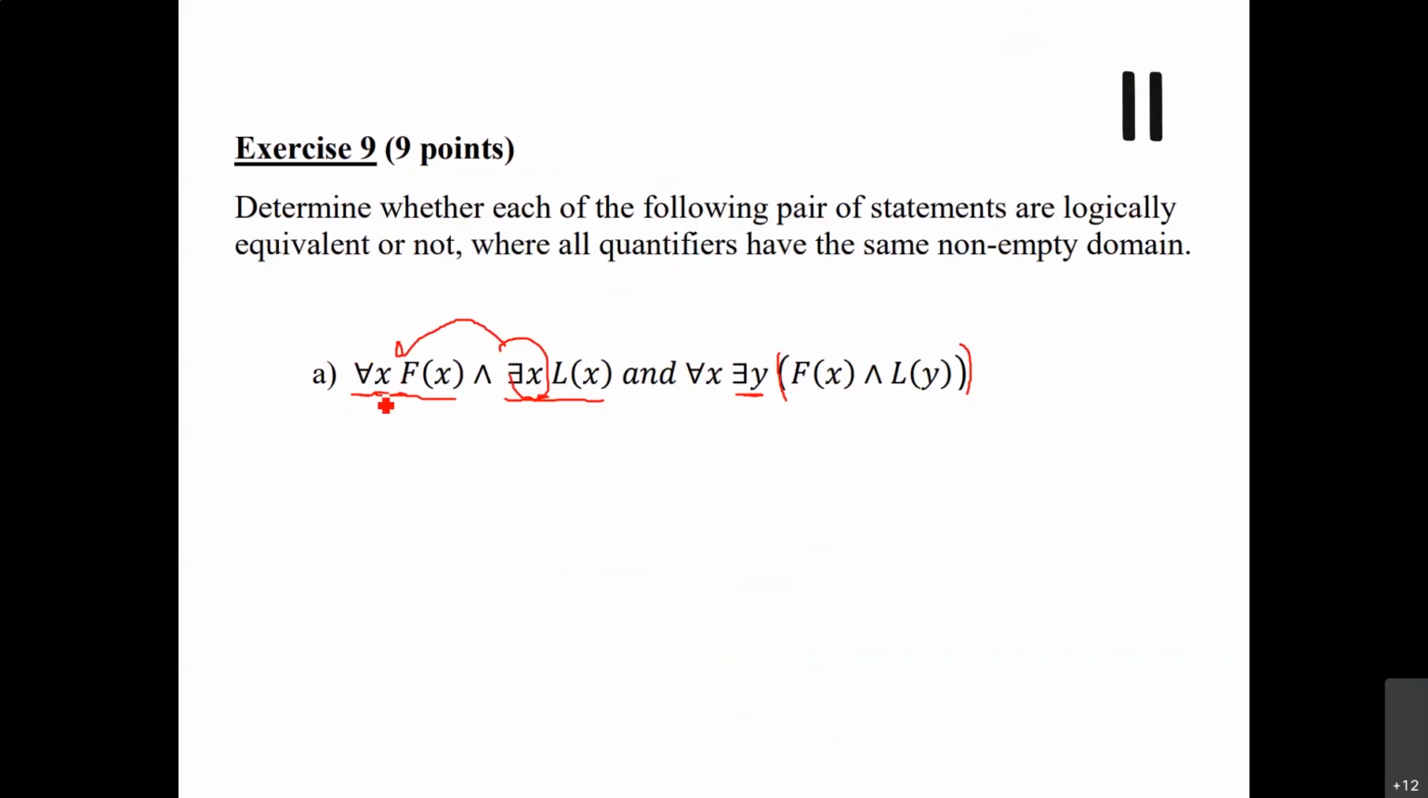We started with for every x, then we reached and, so this x stops here. This is only where it exists. Now here we started with a completely different x. Even though they have the same name, as variables, they're different. There exists x, L of x. So when it's like this, you can use the same symbol. But when it becomes here in brackets, you have to differentiate between this variable and this one. So we say for every x, there exists y, such that this.